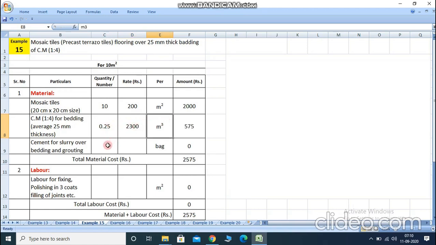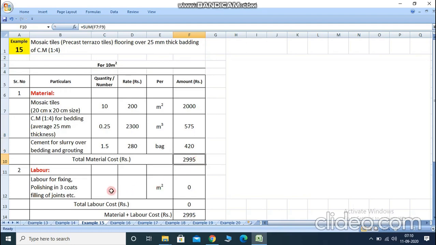Then cement for slurry over the bedding and grouting. Here 1.5 bags of cement are required, and the rate of 1 bag of cement is 280 rupees. So we got 420 rupees. Now the summation of 2000, 575 and 420 gives 2995, the total material cost.